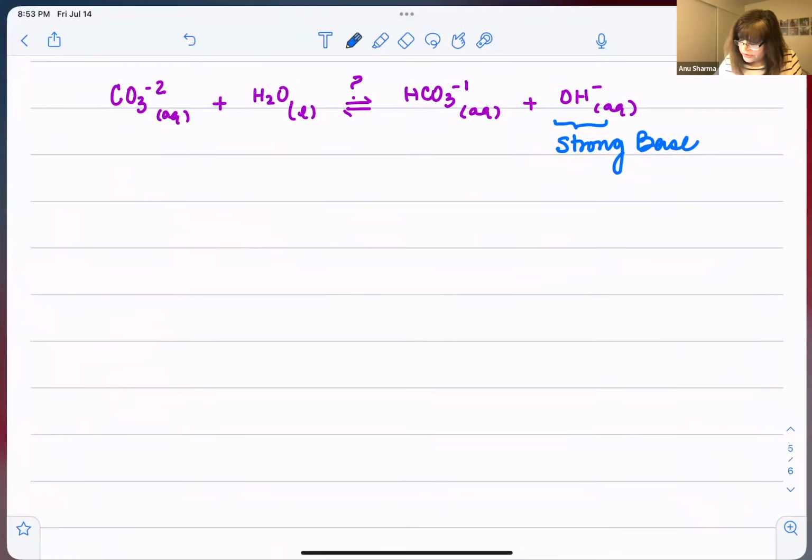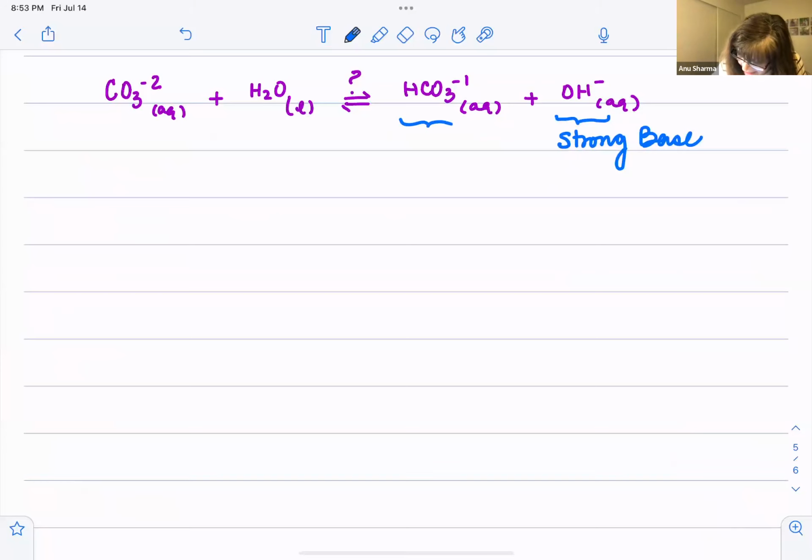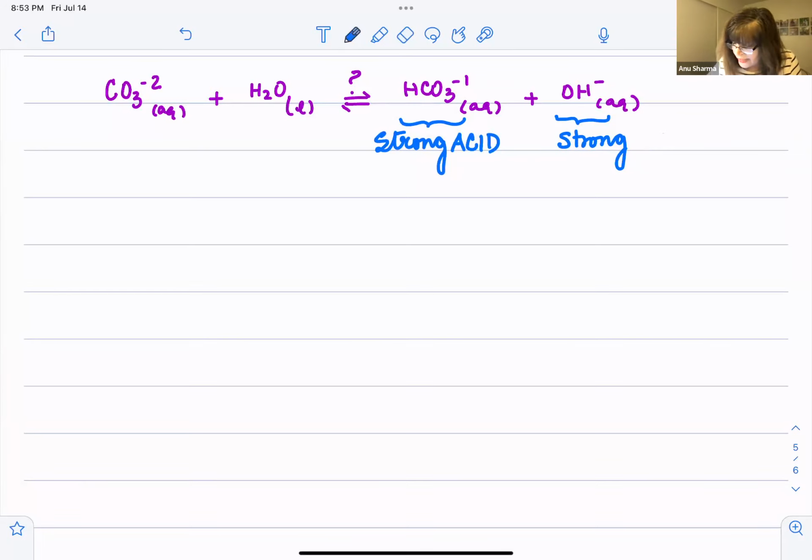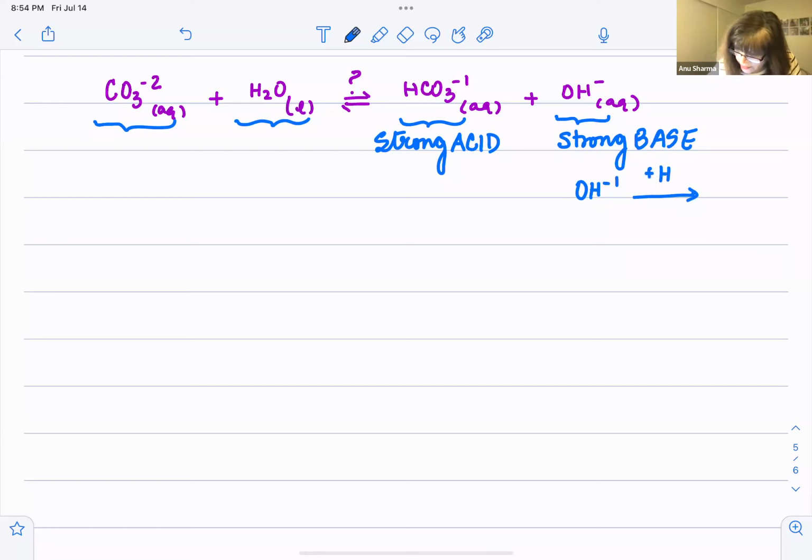And it's obvious if OH is a strong base, then the other is also strong. If you identify one thing, the other will always fall in place. So if this is a base, the other one has to act as an acid. If one is a strong acid, the other one will be a strong base. Okay, so that's one thing. Now let's just compare. Which one is the conjugate acid-base pair? So here's the thing, OH negative one plus one hydrogen ion gives you H2O. So if this is a base, then H2O is the conjugate acid of OH.